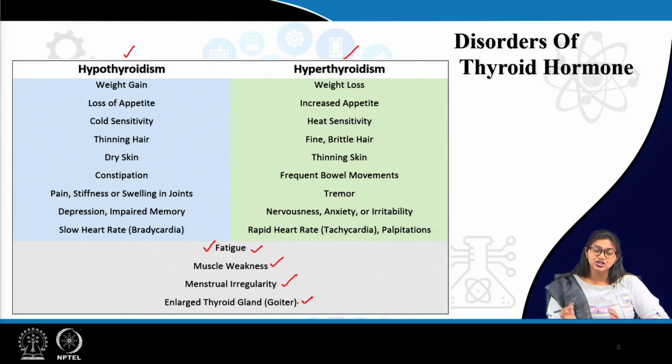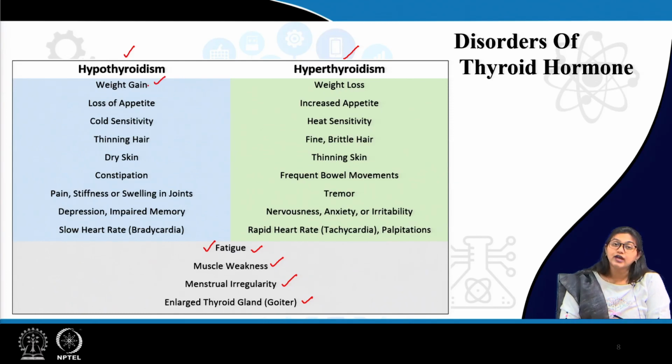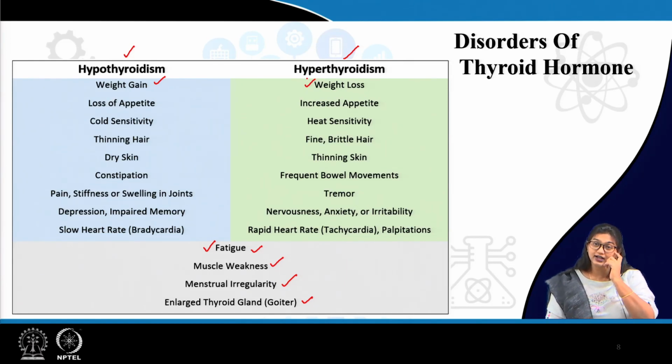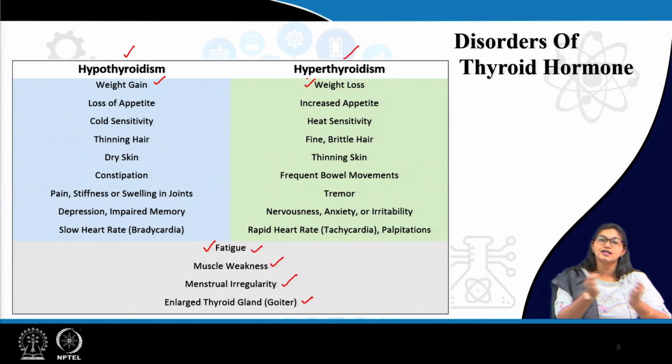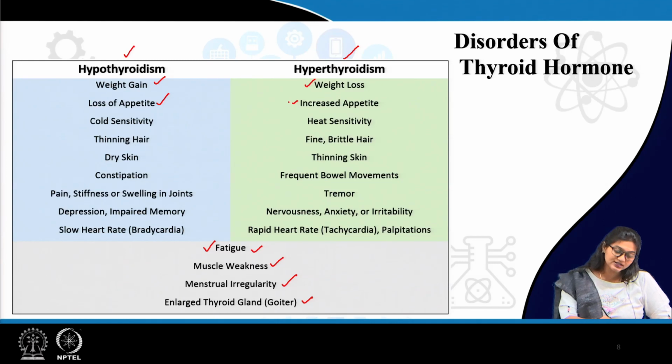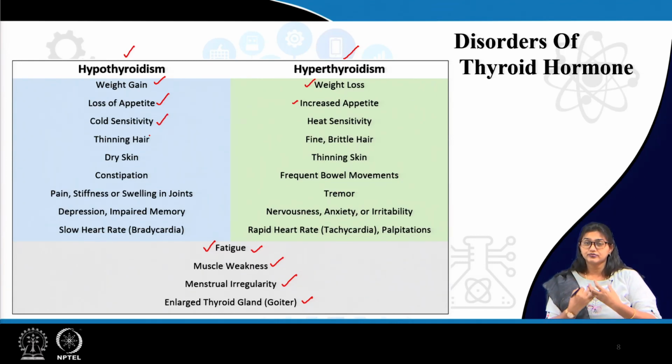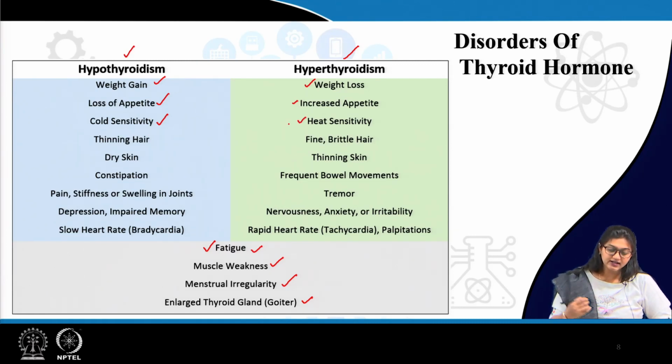Apart from that, the differential manifestations are just opposite to each other in hypothyroidism and hyperthyroidism. Like in hypothyroidism, there is weight gain, whereas in hyperthyroidism, there is weight loss. Remember, all the metabolic activities are very much catabolic, or energy expenditures are very high, in hyperthyroidism. So, there is weight loss, whereas just the opposite occurs in hypothyroidism, there is weight gain. Loss of appetite in hypothyroidism, just the opposite, increased appetite. Similarly, cold sensitivity in hypothyroidism, whereas in hyperthyroidism there is excess perspiration. In the patients of hyperthyroidism, there is heat sensitivity.